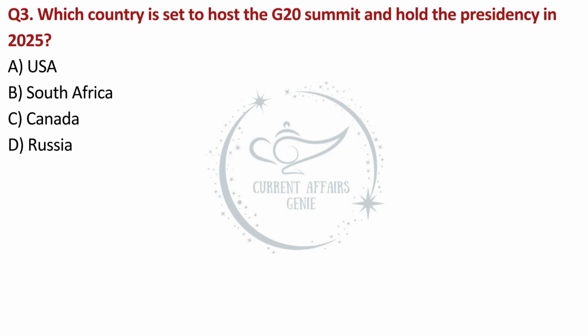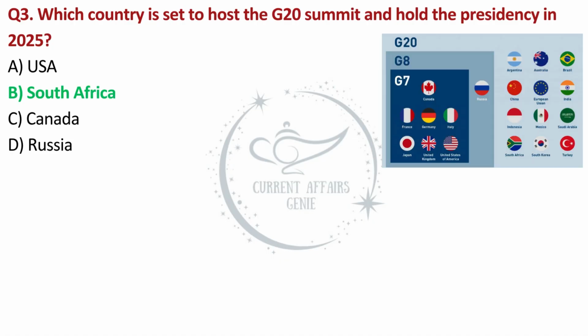Which country is set to host the G20 summit and hold the presidency in 2025? Option A, USA. Option B, South Africa. Option C, Canada. Option D, Russia. Correct answer. Option B, South Africa.